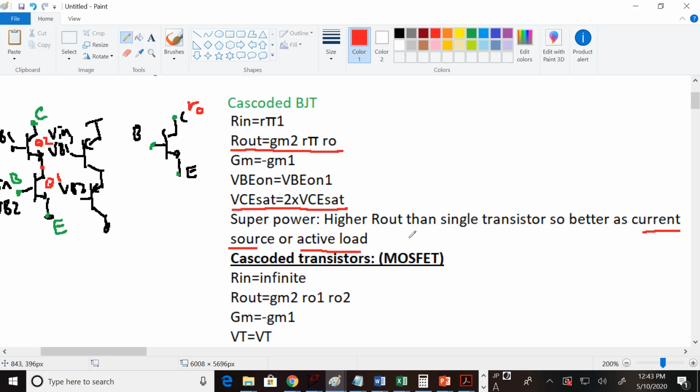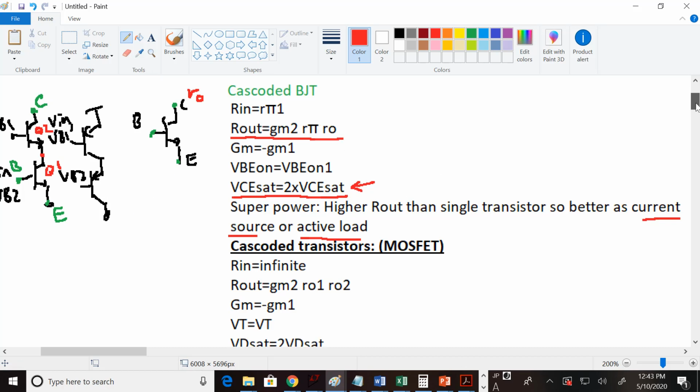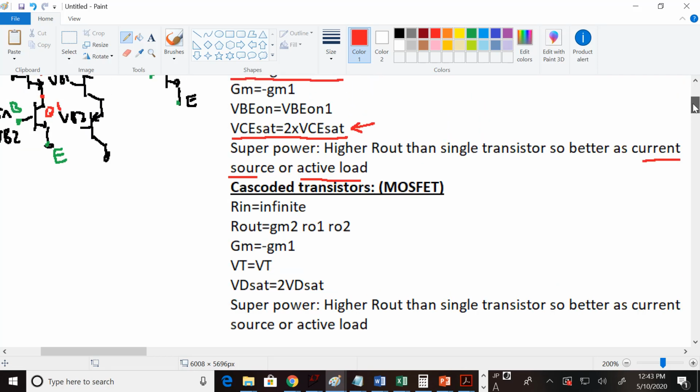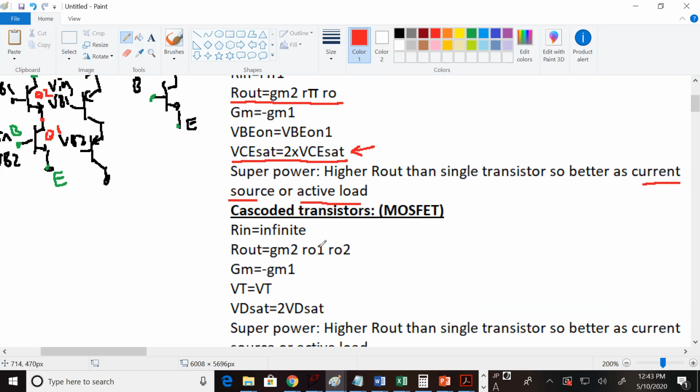And the drawback, I'll add that to the handout too. But the drawback here, if you notice, you need a bigger voltage across your quote unquote transistor, your compound transistor. So your supply voltage sometimes has to be higher. So that's a cost. And for the MOSFET, your R in is infinite, which is the same as for a single transistor. The R out equation is a little bit different. For BJTs, it comes out to R pi, but for MOSFETs, it comes out to RO of the two transistors.